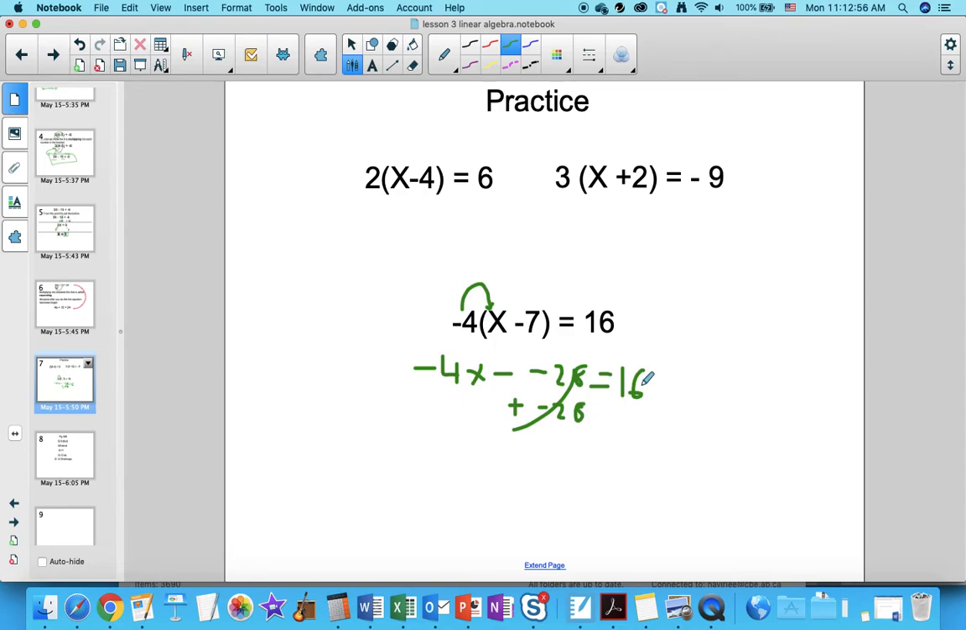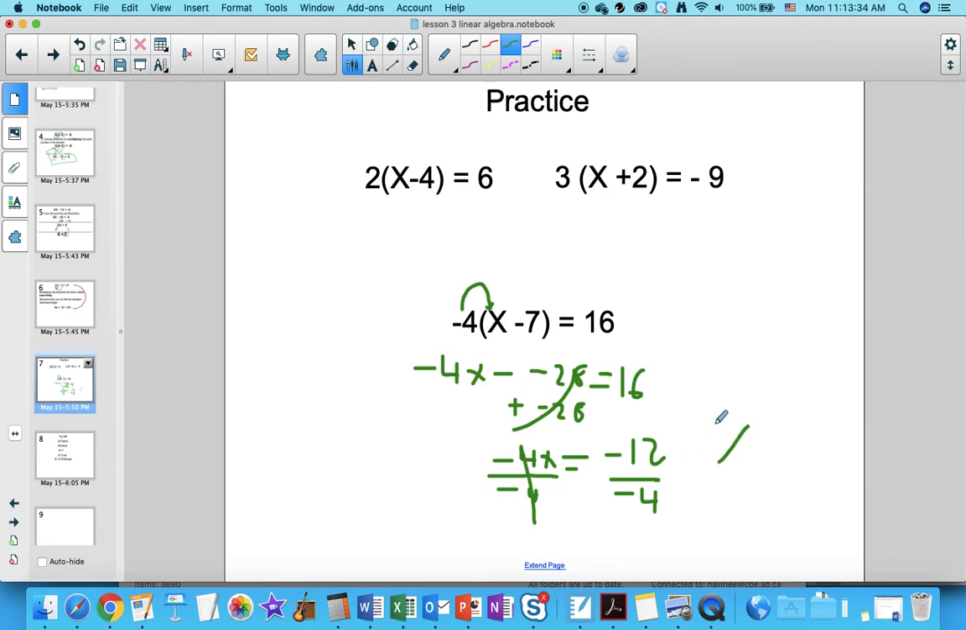So what do I have to do? Whatever I do to one side, I have to do to the other side, right? So I have 16 on one side, and I added negative 28 to the other side. So I have to add negative 28 to the other side, right? And that would give me negative 12. So now I have negative 12, right, equals negative 4x. Well, I have to divide this by negative 4, right? And I have to divide this by negative 4 to get rid of the 4.